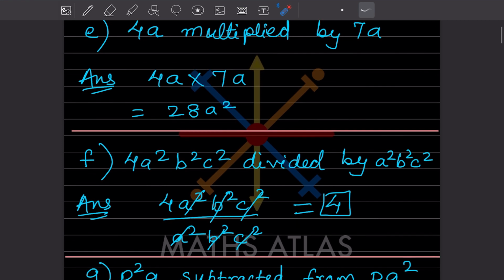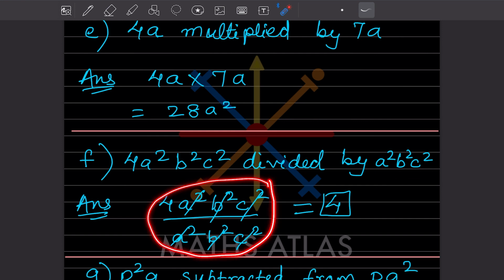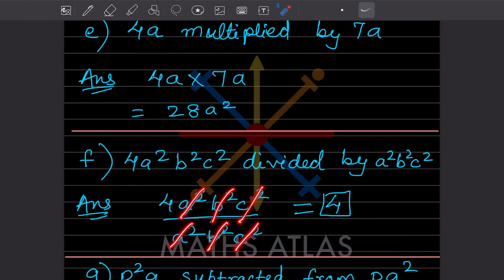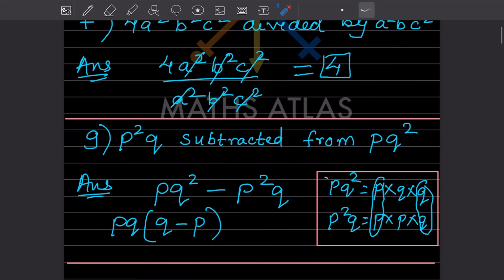Now 4a square b square c square divided by a square b square c square. So here what did I do? I did it in the vertical way, so it becomes easy for this calculation. I wrote here 4a square b square c square, and this is divided by this. So now what happens here? This and this get cancelled off. This and this get cancelled off. This and this get cancelled off. So what remains over here is 4. Okay, now look at here.